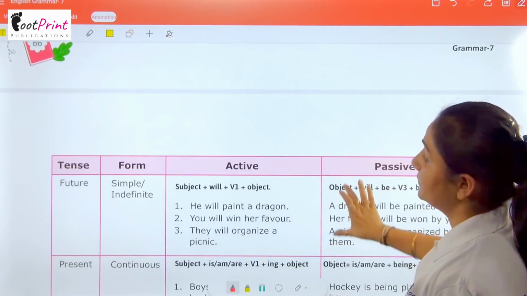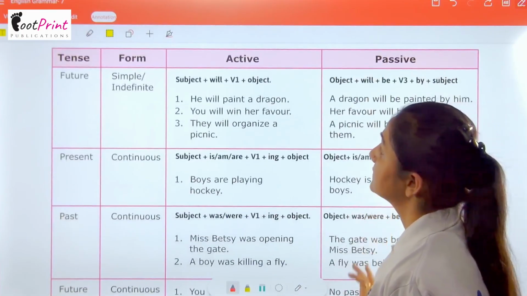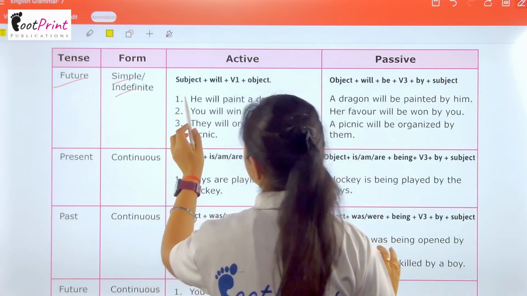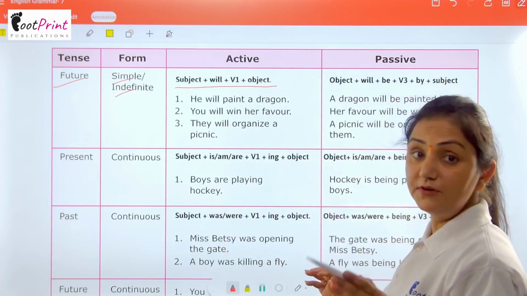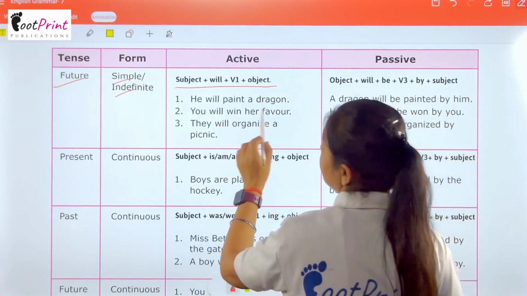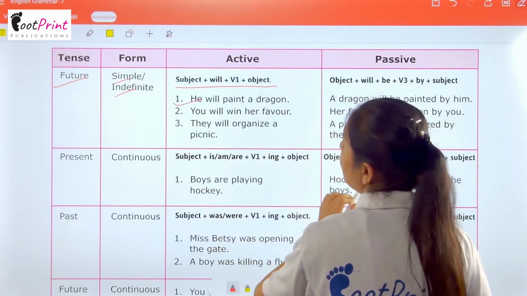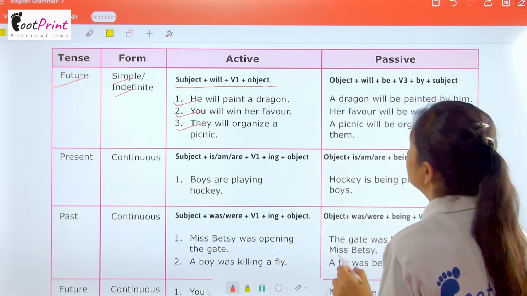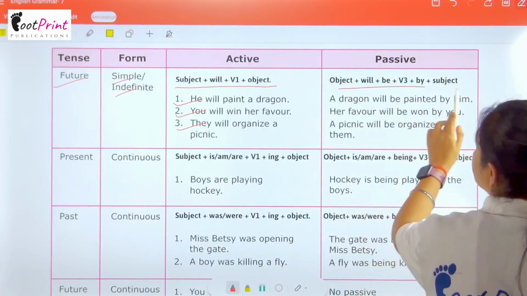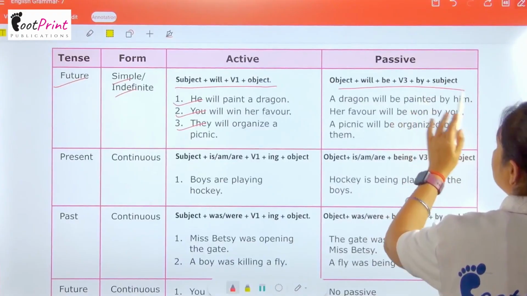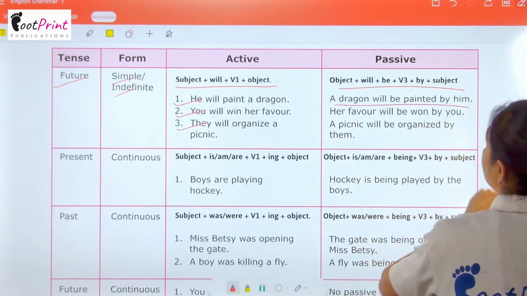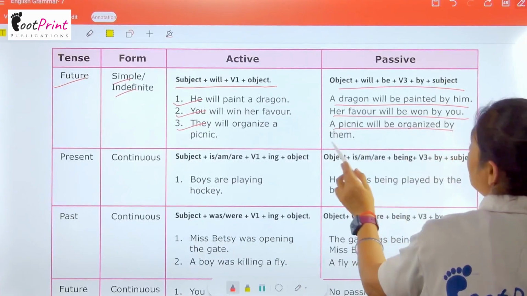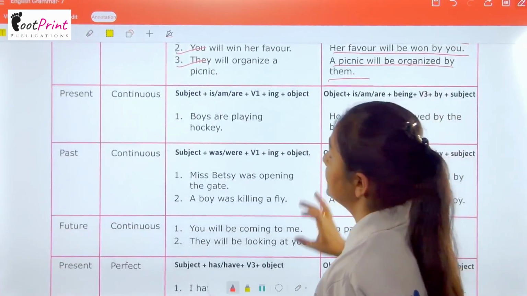Next we have the future tense. Simple indefinite: subject plus will plus V1 plus object. For example, he will paint a dragon, you will win her favor, they will organize a picnic. In passive voice: object plus will plus be plus V3 plus by plus subject. A dragon will be painted by him, her favor will be won by you, a picnic will be organized by them.